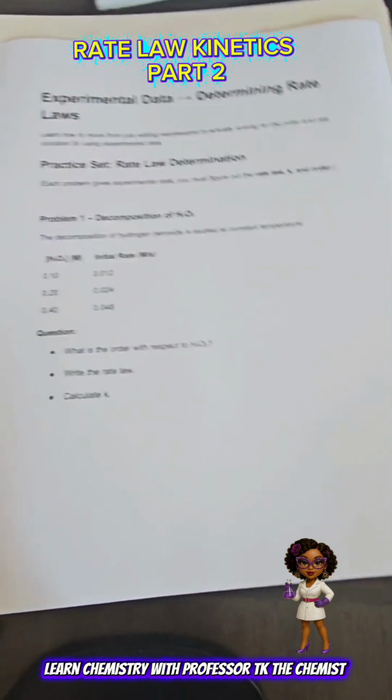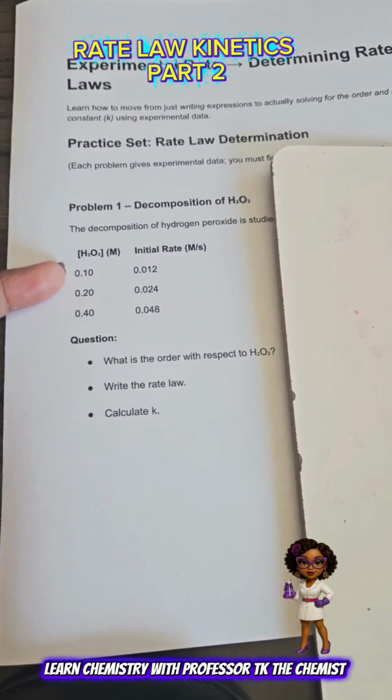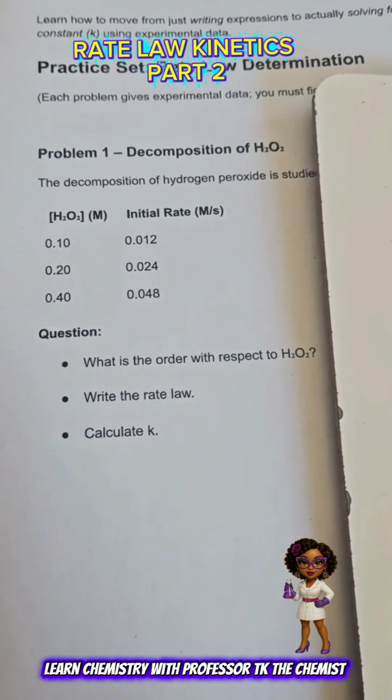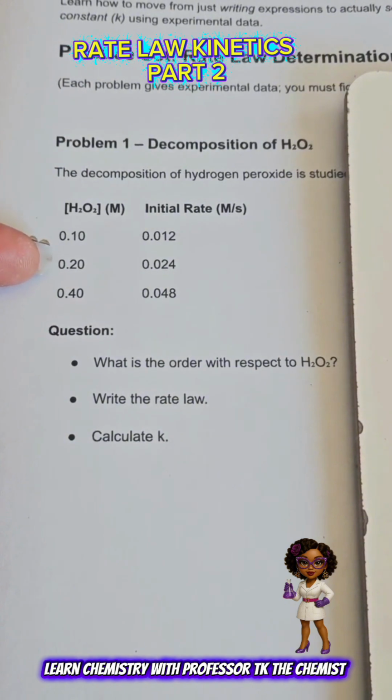So here is your first part of information right here. First off, let's take a look at the decomposition of hydrogen peroxide. If we look at just these first two data points, what you notice is that your concentration goes from 0.10 to 0.20. It doubled. Let me zoom in a little so you all can see that. It doubled, and because it doubled, what did you notice about your rate? It also doubled.